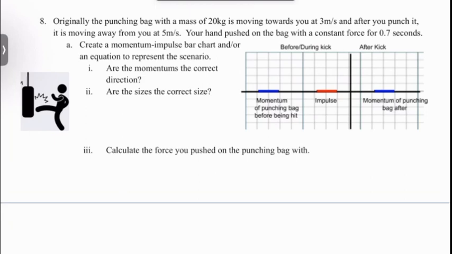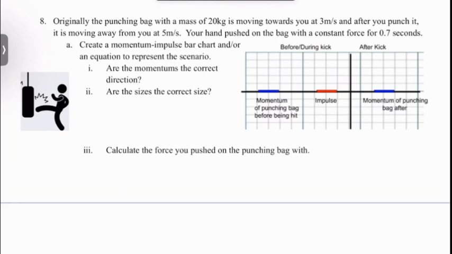Are the momentums the correct direction? Are the sizes the correct size? And then calculate the force you pushed on the punching bag with. Okay, so these first two questions are mostly just, I want to know, are you paying attention to how big you're drawing things and in which direction? Those points are not actually worth anything. Instead, I am looking more for, did you draw the bar chart correctly? And then those two questions are more of a self-check.